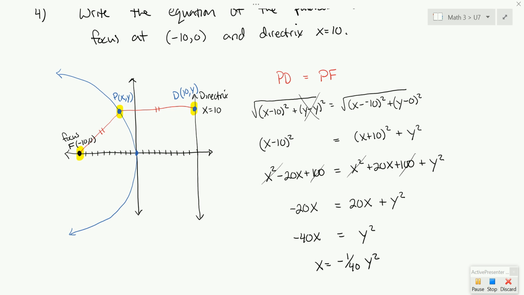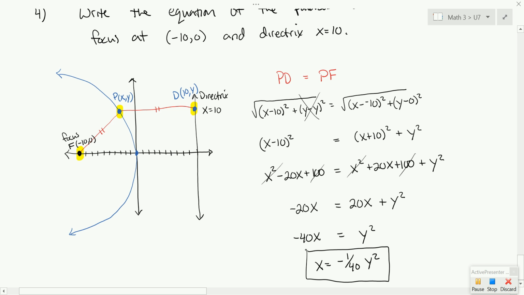Alright, so this is what you want. x equals negative 1 over 40 y squared. In your picture, the parabola is opening to the left. It always opens towards the focus. The vertex is always in between the focus and the directrix, directly in between.